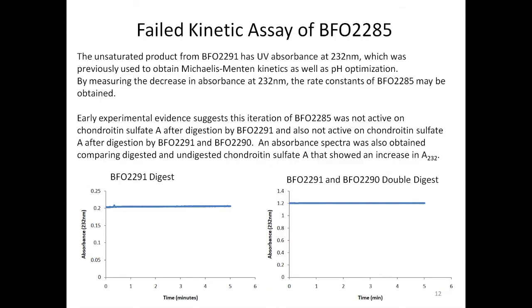I then proceeded to do kinetic assays with BFO2285 and BFO2290, and as I suspected, BFO2285 was not active. For BFO2285, I was looking for a decrease in absorbance at 232 nanometers caused by the unsaturated product of BFO2291, and with both just the digest of BFO2291 as well as the double digest using the sulfatase, I saw no change in absorbance over the course of an hour.